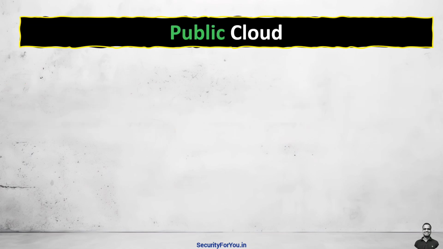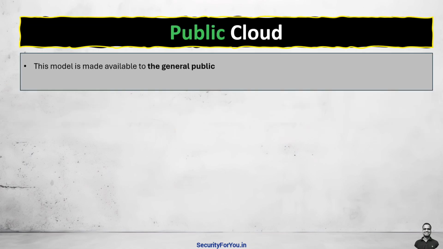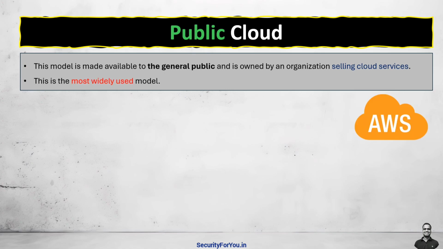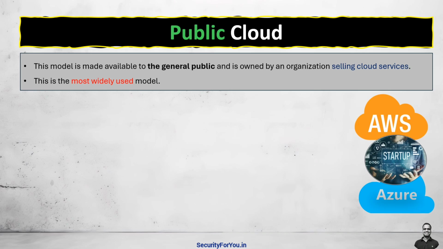Public cloud. This model is made available to the general public or large industry group and is owned by an organization selling cloud services. This is the most widely used model. Public clouds like Amazon Web Services, AWS or Microsoft Azure are open to the general public, right? Small startups often use public clouds because they offer affordable, scalable solutions without the need for heavy upfront investments, right?